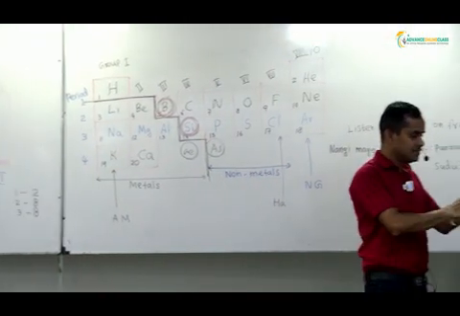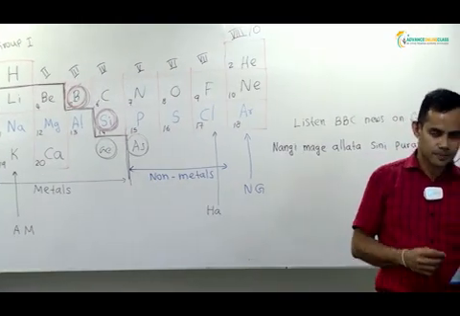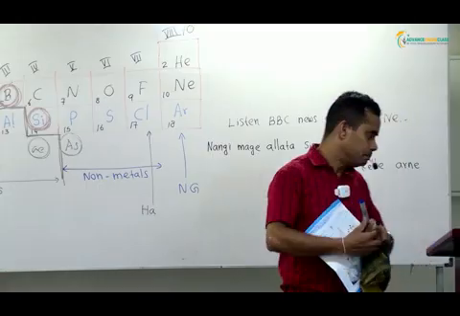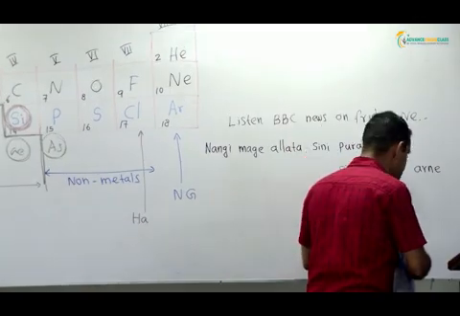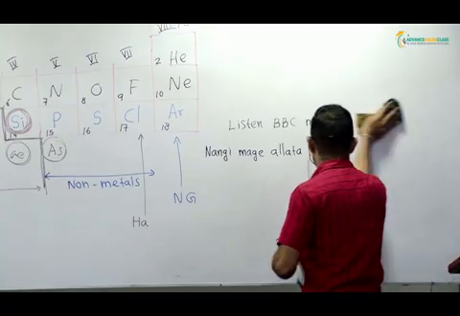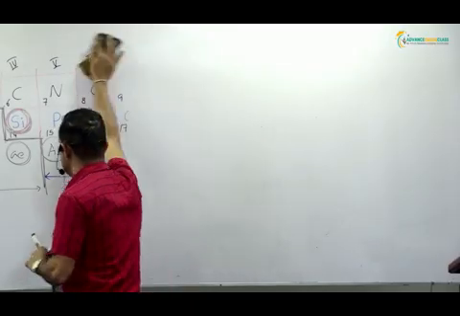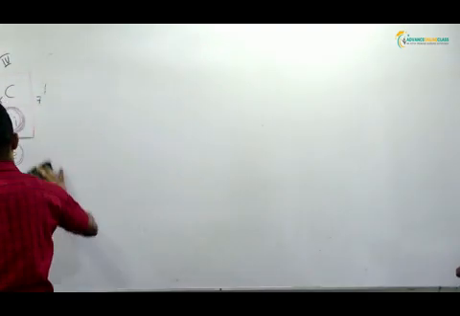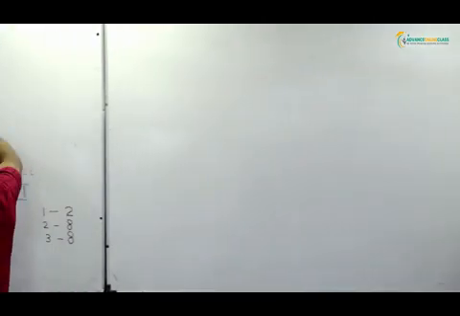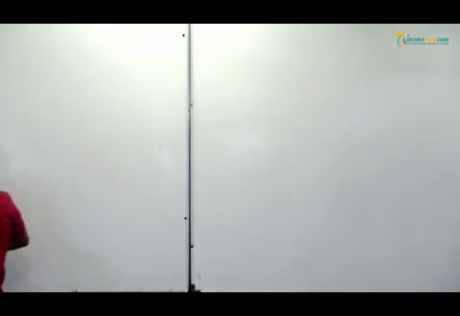Then write, underneath this, like this: Metalloids show properties of metals as well as non-metals. Example: B, Si, boron, silicon. Right.